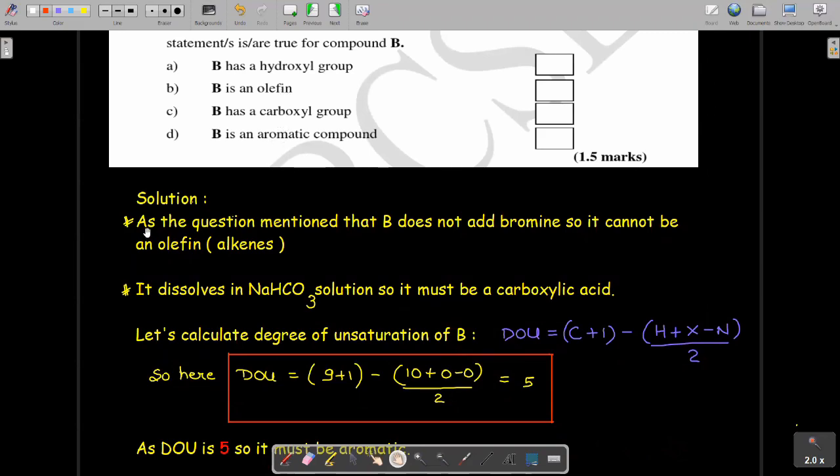So first let us interpret the information. As the question mentioned that B does not add bromine, so it cannot be an olefin. That is, it cannot have an alkene in it. So as a result, I can say that "B is an olefin" cannot be the answer. Next, it dissolves in NaHCO3 solution, so it must be a carboxylic acid because this is the characteristic reaction of carboxylic acid. They react with NaHCO3 solution. It is directly to be interpreted that yes, it is having a carboxyl group. So this box is going to be correct.